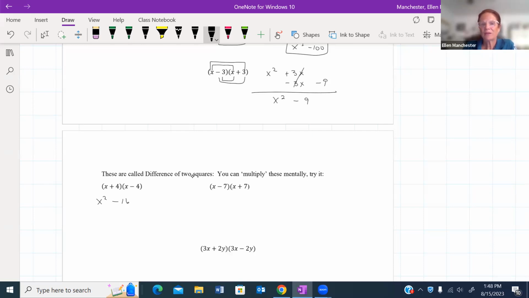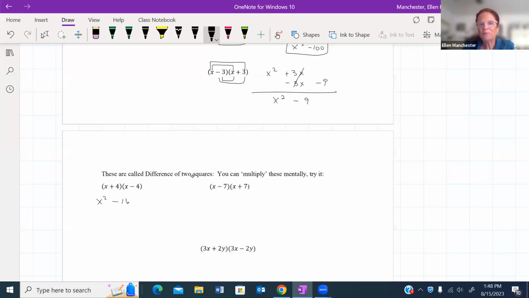Right? These are called difference of two squares. These are the types of problems that we're going to be factoring. Well, look, x squared is a perfect square, x times x. 16 is a perfect square, 4 times 4. Difference means subtraction. And this is going to be super important when we get to the factoring techniques.